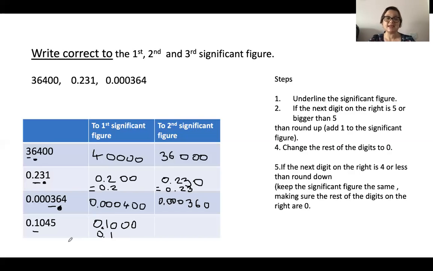To round to the second significant figure, the second significant figure is going to be the 0 itself. It doesn't matter if it's a 0 because it's somewhere in the middle of the number. It's not at the front of the number. And then look at the number next to it. The number on the right is 4. Again, it's less than 5. So 0 stays the same. And then keep all the digits in front of 0, so on the left, keep them the same.